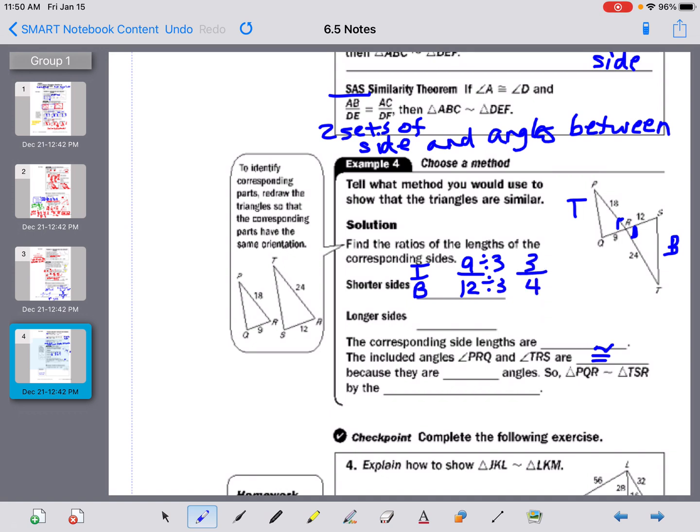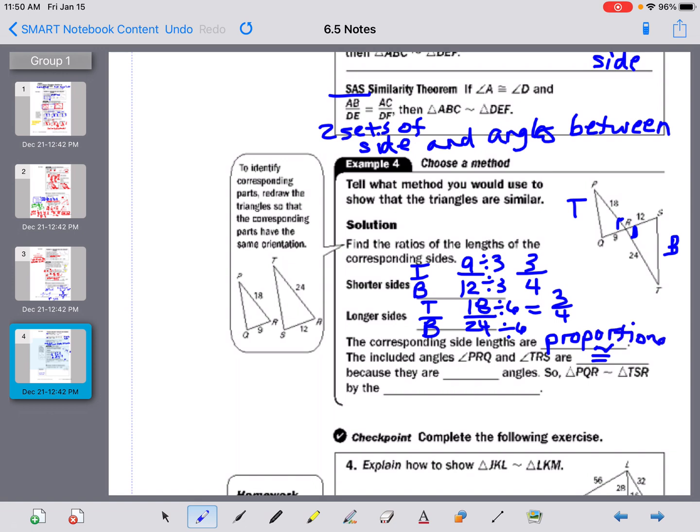All right, again, same triangles, but now I'm going to go longer sides. On the top, the longer side was 18, and on the bottom triangle, my longer side was 24. I could reduce those by 6, and I get 3 over 4. I get the same ratio for both, which means my side lengths are proportional.